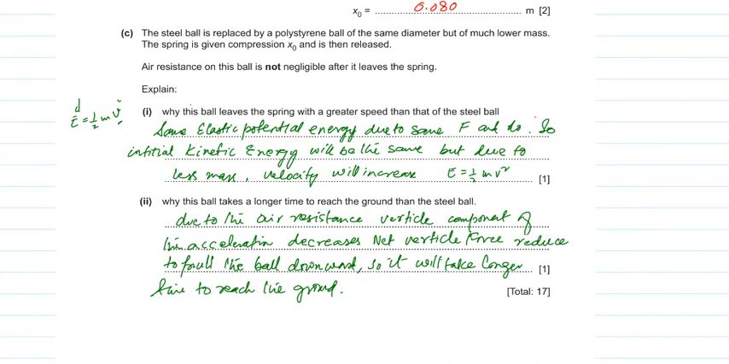Why does this ball take longer time to reach the ground than the steel ball? Due to the air resistance, the vertical component of the acceleration decreases, right? So that means the net acceleration from the acceleration due to gravity will be less, right? And when it is less, F equals ma, F is also reduced. The net vertical force is reduced, right? To pull the ball downward, so it will take longer time to reach the ground.